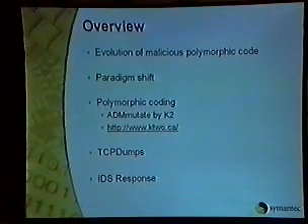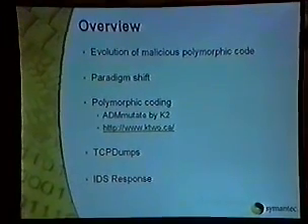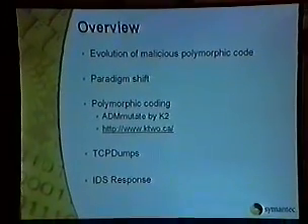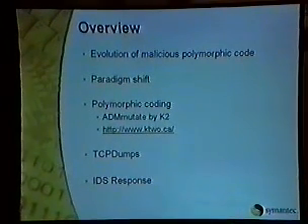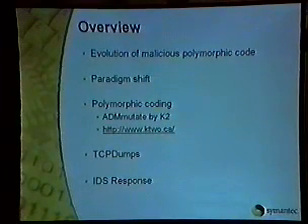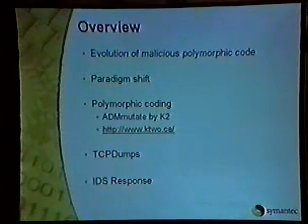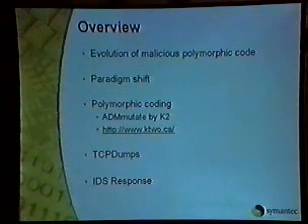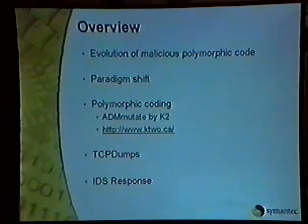I also want to mention that Drew last year talked about polymorphism at DEF CON, and a lot of this was based off of his work as well. We're going to look at some TCP dumps of polymorphic attacks, and I'll give you a demonstration of what the normal TCP dump of an exploit is, and then a polymorphic TCP dump. And then we're going to be looking at IDS response. How can IDS respond to these types of attacks, and the help that IDS is going to need in the future.